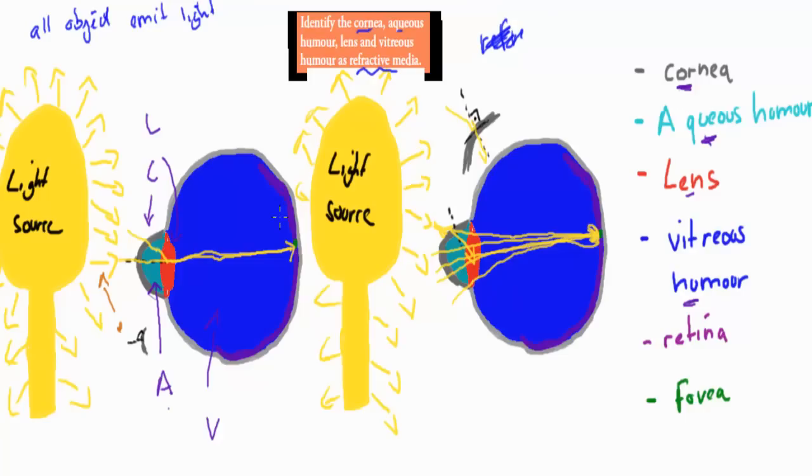Just know that the cornea, aqueous humor, lens, and vitreous humor are the refractive media, the parts of the eye that make sure light rays coming from all different points hit that one point. Without them, we wouldn't be able to focus light on one focal point.